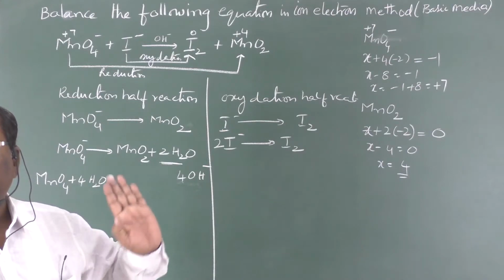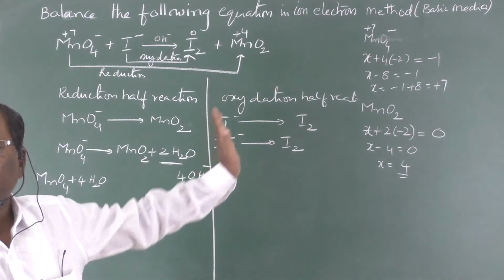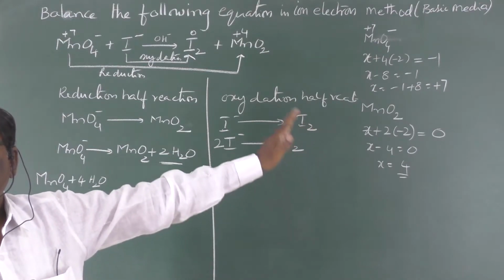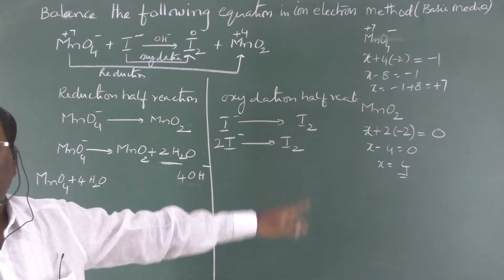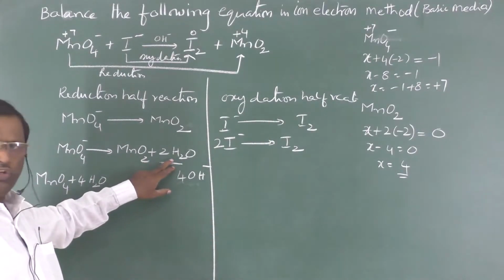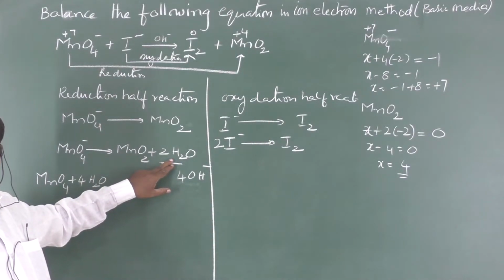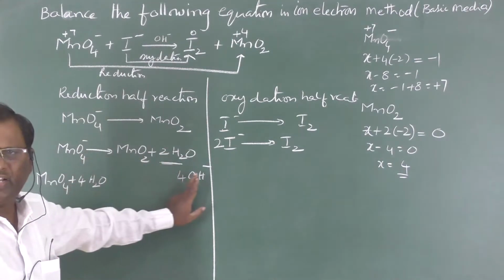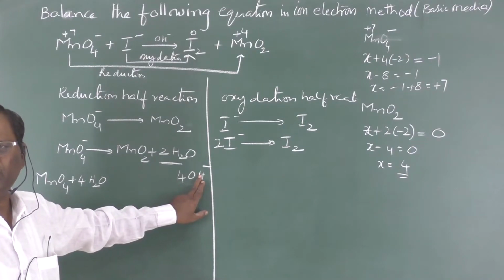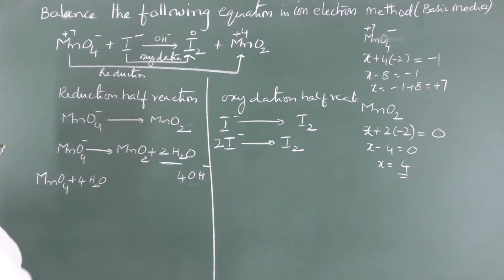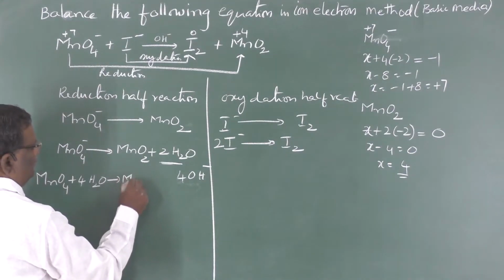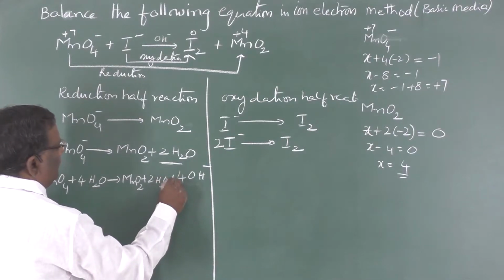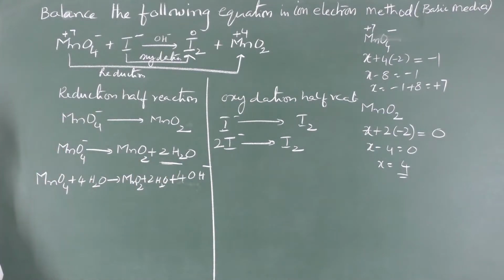So to balance it, immediately on the same side where you have found hydrogens in excess, you have to write the same number of OH minus ions. This side you found 4 hydrogens. So you have to write 4H2O to the deficient side, and immediately 4 OH minus ions to the same side. Now MnO2 plus 2H2O plus 4 OH minus.